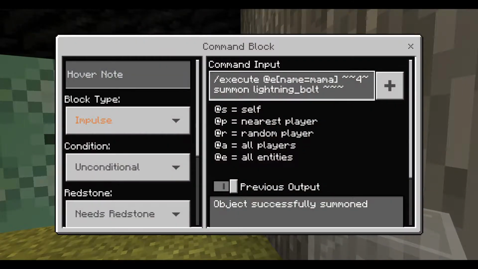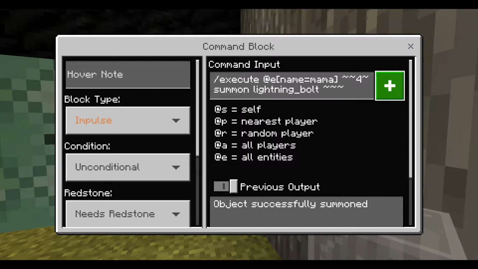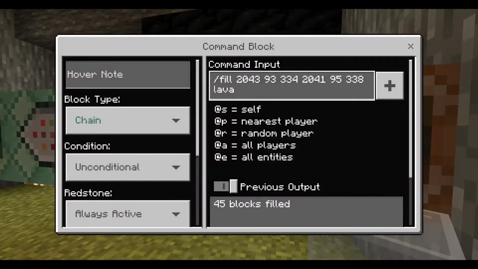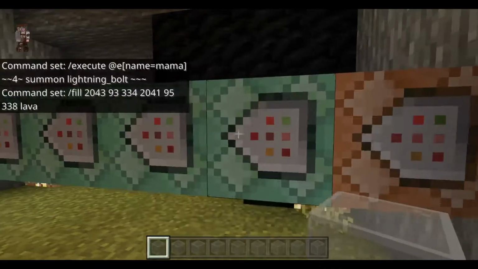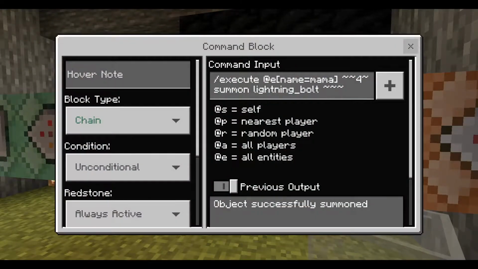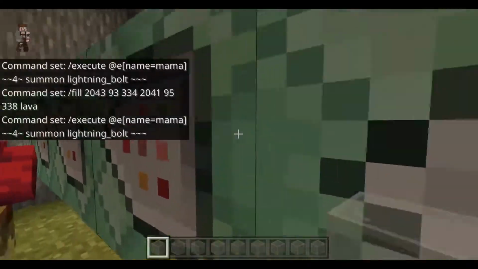So here's the commands involved in that. So again, we're detecting for mama, and then we're looking up 4 blocks from it, and we're saying, hey, give me a lightning bolt. And then we're pouring in some lava, and then we're summoning more lightning. I think I have this on a delay. Nope, I don't. Not this one.